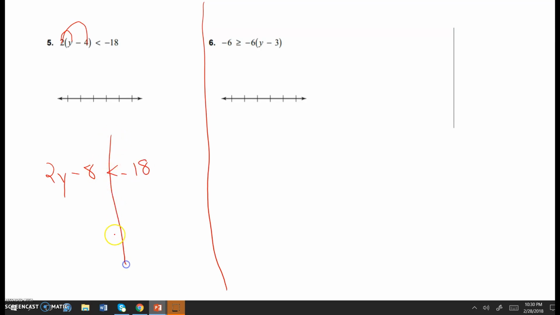So write your line down the middle. Add 8. Add 8. 2y is less than negative 10. Divide by 2. Y is less than negative 5.